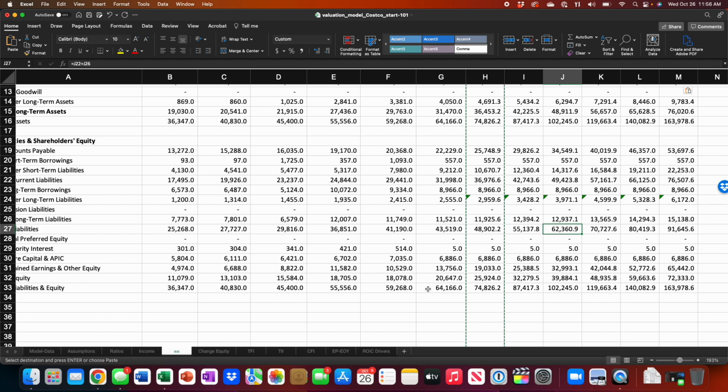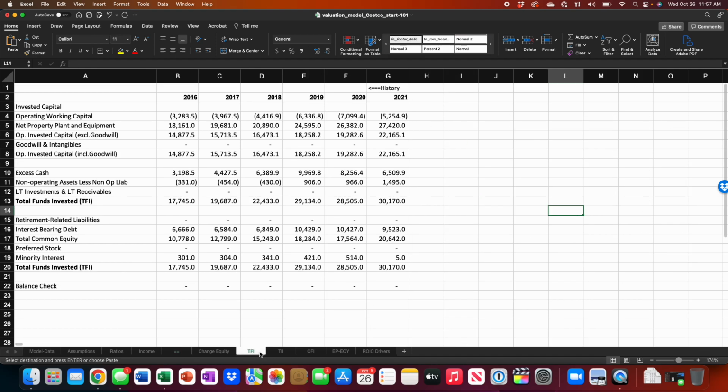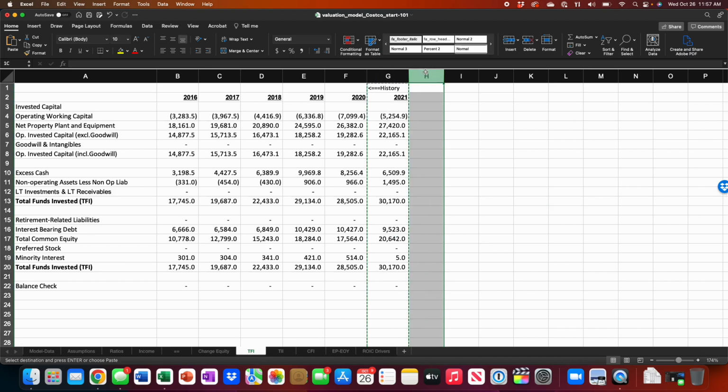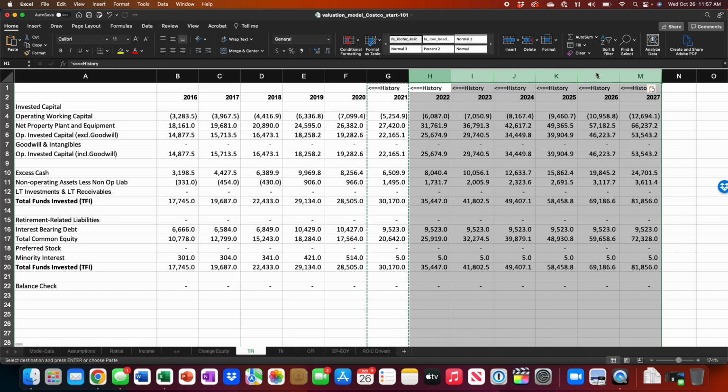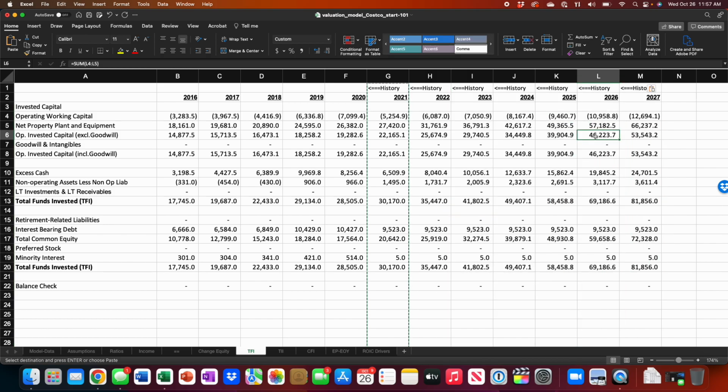We then go to our TFI. I take column G, copy it, go to column M, and paste it. I now have forecasted and balancing TFIs going through 2027. Back to the balance sheet real quick. By the way, before I forget, let me flip this to say forecast. I copied over the word history, and copy that across.